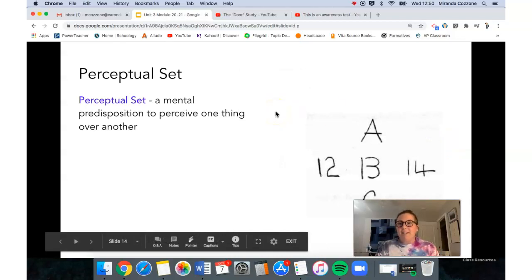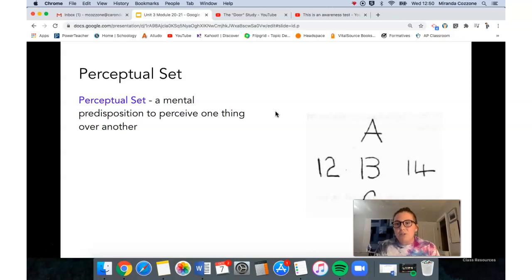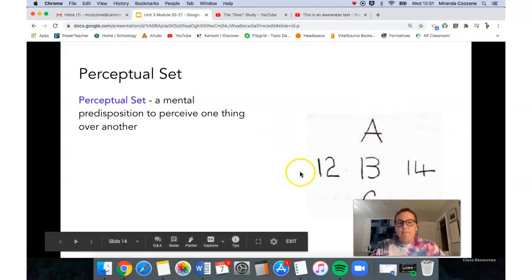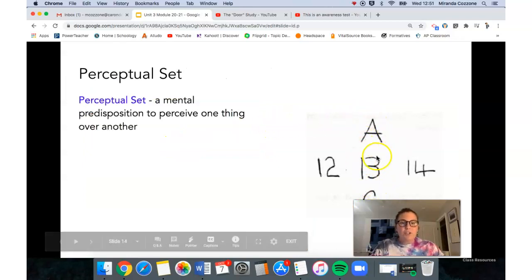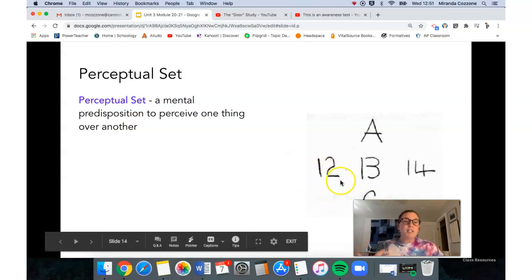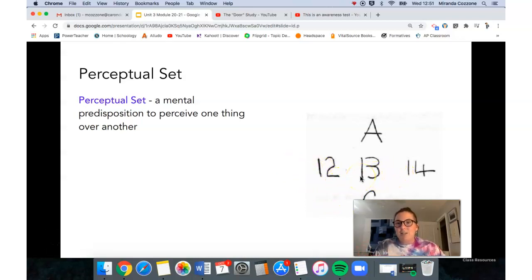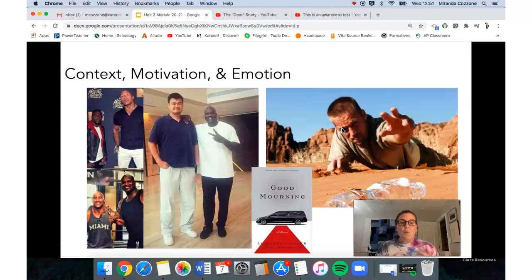Another thing that I find really fascinating is a perceptual set, okay? And that's a mental predisposition to perceive one thing over another, okay? So think about this. If you read this from bottom to top versus you read this from left to right, this image right here is going to look different. Sorry about that, right? So if you read it down, this looks very much like a B, A, B, C, versus if you're predisposed to reading numbers, you're gonna see this as a 13, okay? So we're predisposed to see something based on the other things that are around it. And finally, the way we perceive stuff has to do with our context, our motivation, and our emotion, okay?